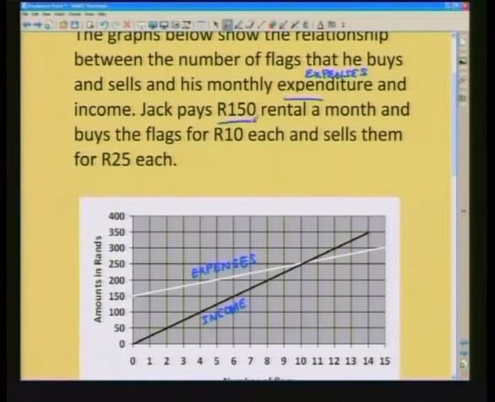Jack pays 150 Rand rental a month, so that's a cost, that's an expense. And he buys flags for 10 Rand each and sells them for 25 Rand. So selling price 25, cost price 10 Rand.